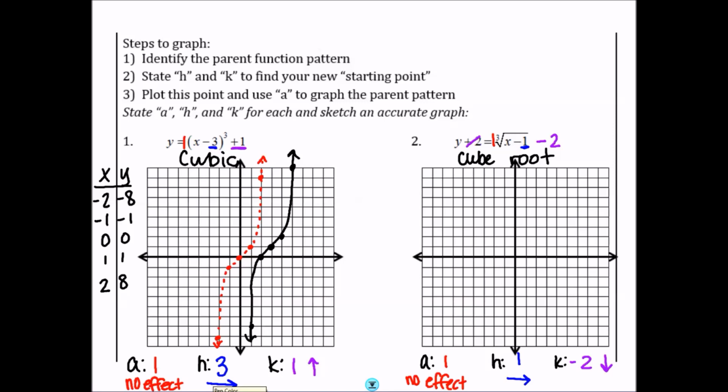So if we take a look at the xy chart for cube root functions, now, our starting point is going to be the point h, k. So that's 1, -2. Remember, this is like my new 0, 0 point. So I'm going to use the same method that I used on the first problem. I'm going to start by moving 8 to the left and down 2.